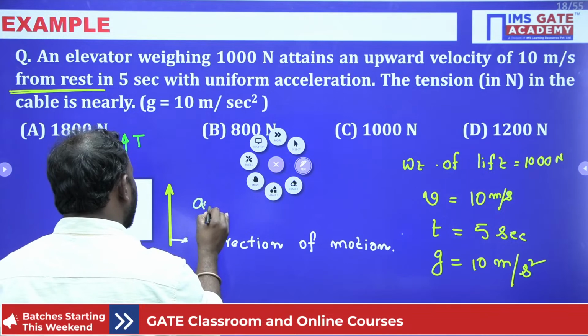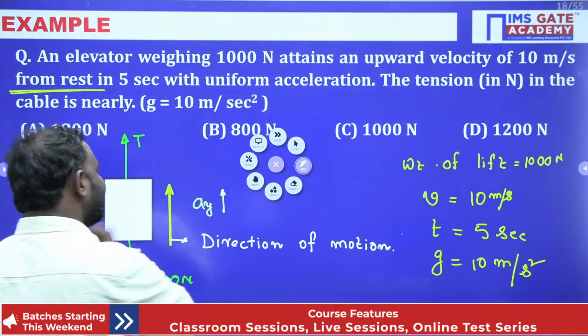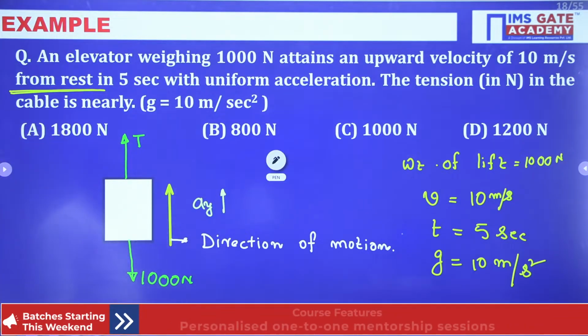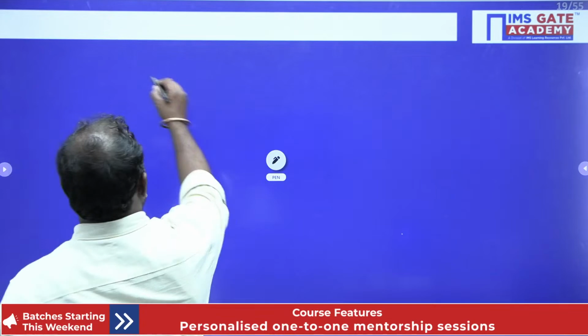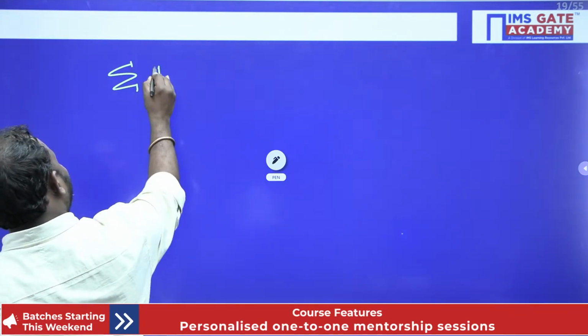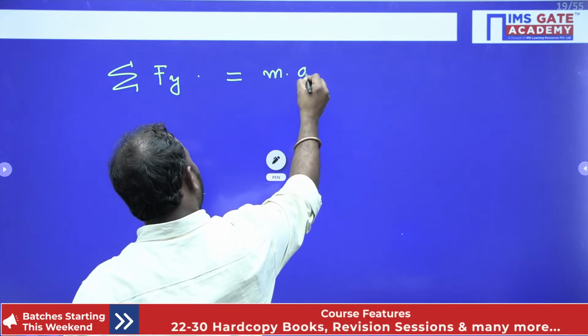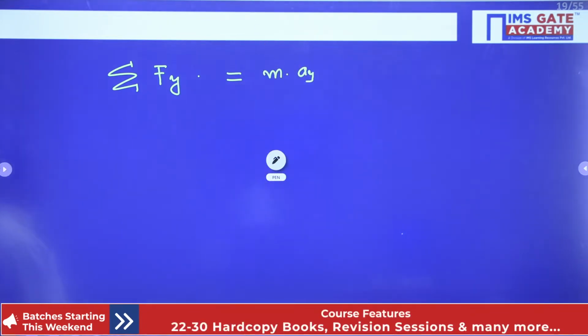Ay is going to be acting upward. All right, guys. Now let us write the same equation. What is that? Sigma Fy is equal to m dot Ay. Sigma Fy is equal to m dot Ay. Clear, everybody, guys? Understood? Right.